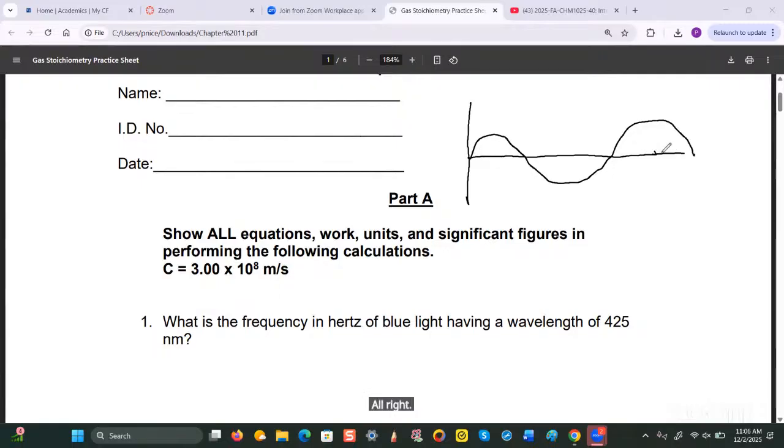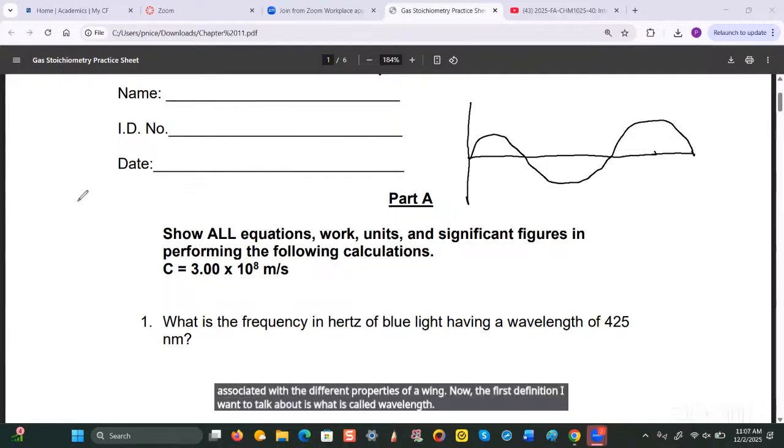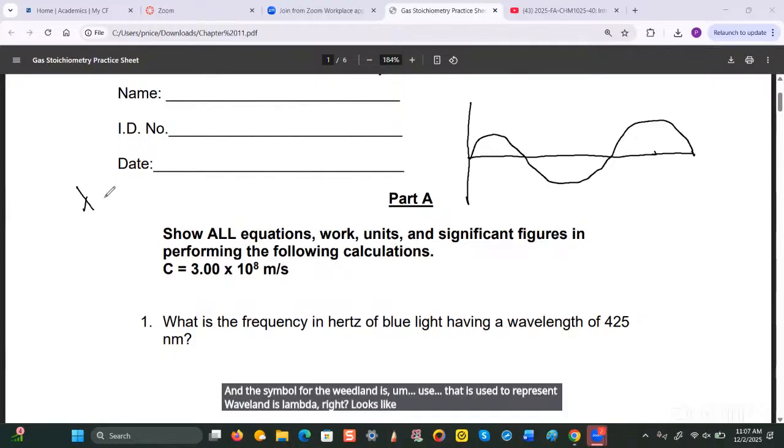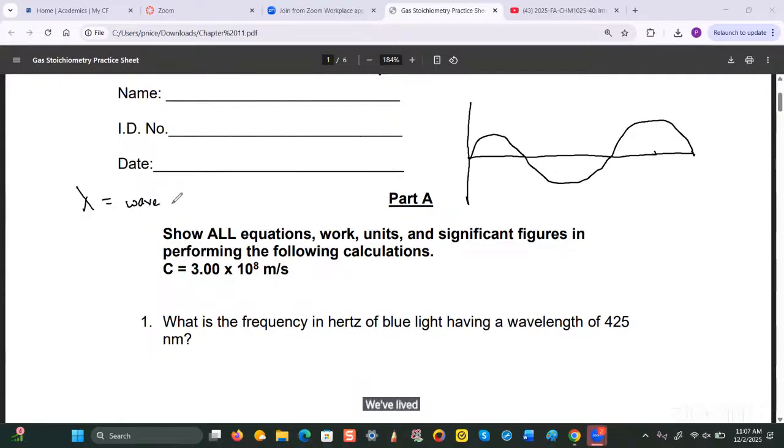And based on that, we can talk about several definitions associated with the different properties of a wave. Now, the first definition I want to talk about is what is called a wavelength. And the symbol used to represent the wavelength is lambda, right? Looks like an upside down Y, right? So this is the international symbol of wavelength as far as science is concerned, right? And by definition, the wavelength is a distance between two successive peaks or two successive drops.